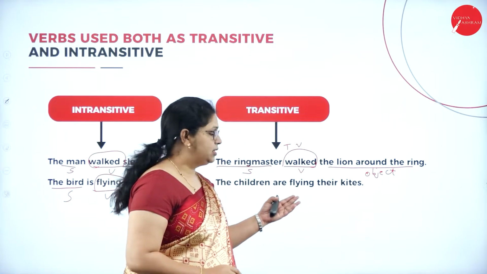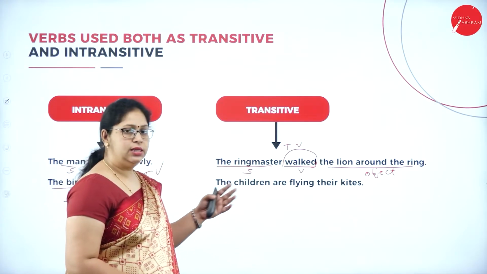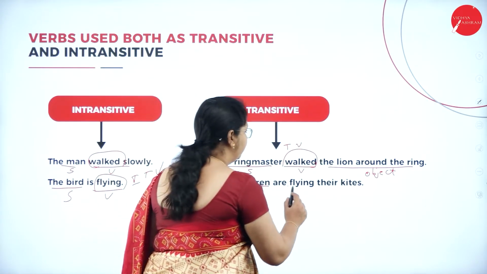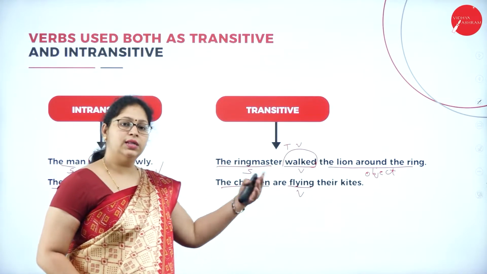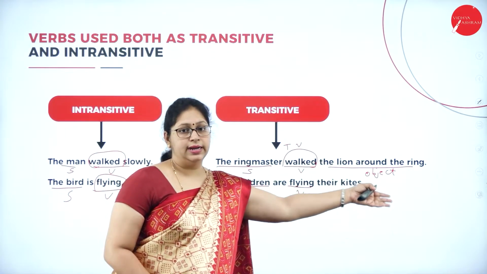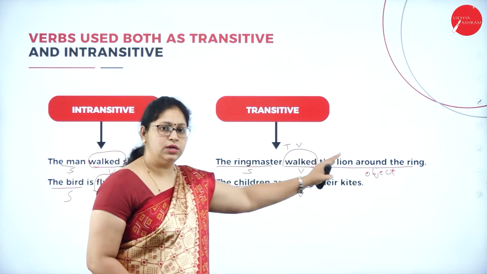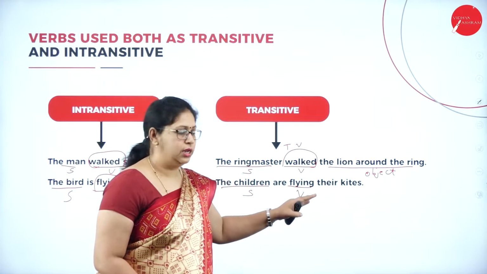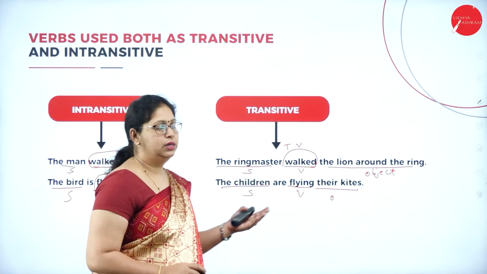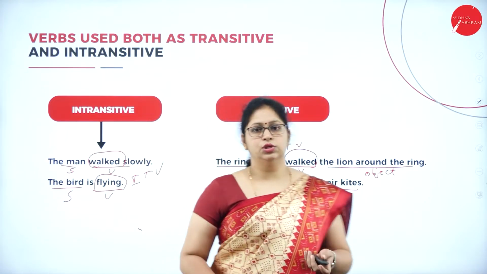Let us see here. The same verb is used. The children are flying their kites. So the children is the subject part. Are is the auxiliary verb. Flying is the verb. Their kites. What are the children flying? There is a receiver, right? They are flying the kites. Something is done to the kites. So the action done to the kites is mentioned here. So if there is an object, if there is a receiver, then that verb is said to be a transitive verb. Hope this is also clear now.